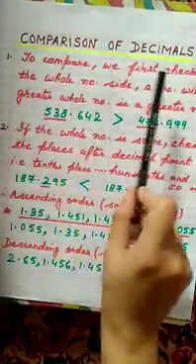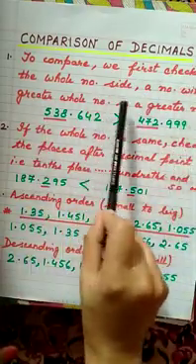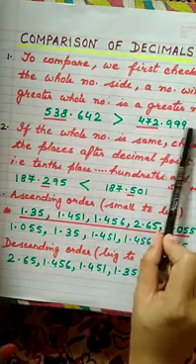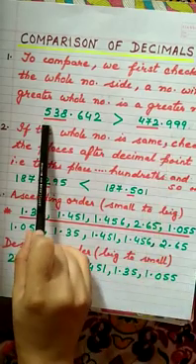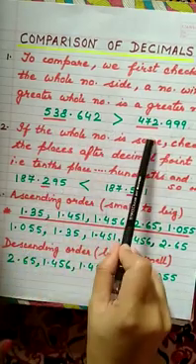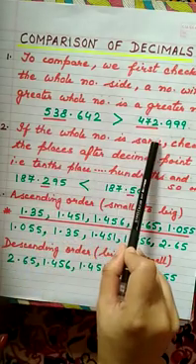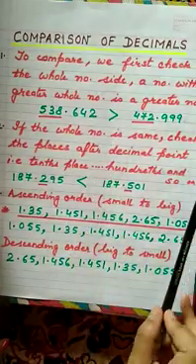Then we have comparison of decimals. To compare, we first check the whole number side. A number with a greater whole number is a greater number. So we have 2 sets of decimal numbers here. We first see the whole numbers. Here in the whole number we have 538. Here we have 472. We know this is greater, so this decimal number is greater.